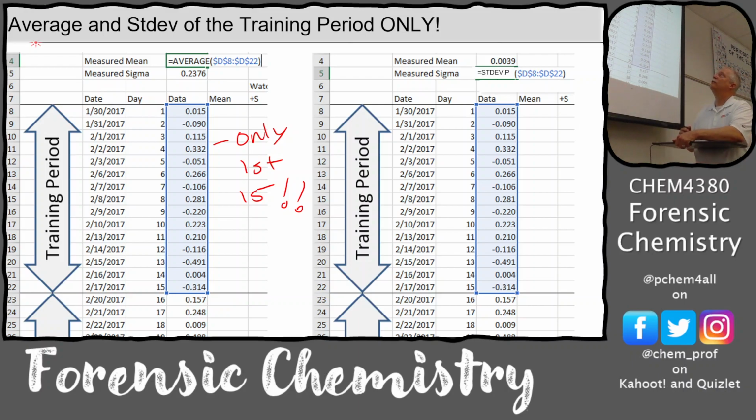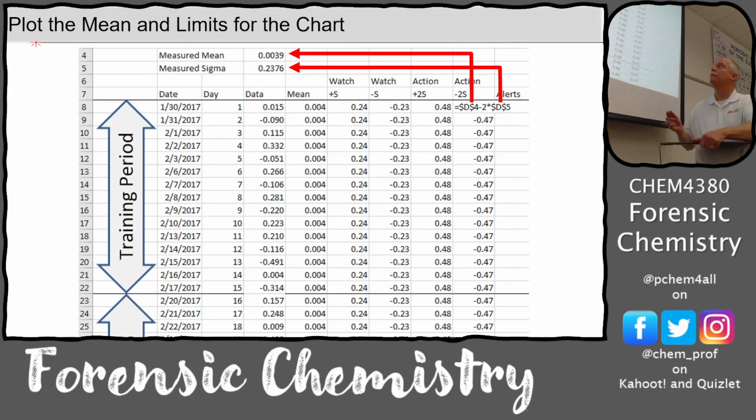And so once that's fixed, we can go on and make our curves. These are our watch and action limits. I've just shown the formula here. This is the mean minus 2 times sigma. I'm just referring to those cells up there, and notice how they're anchored, so it's the same formula all the way down. Now, there might be a more elegant way to produce these lines, but this one works, okay?